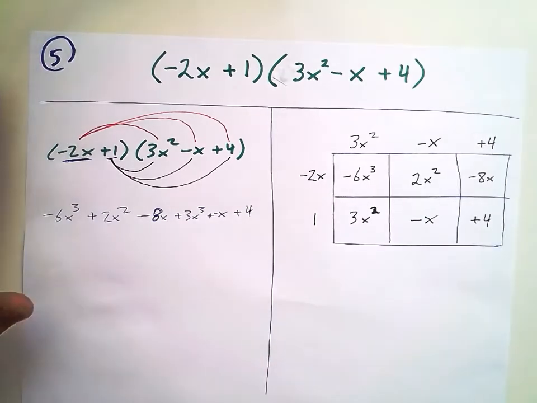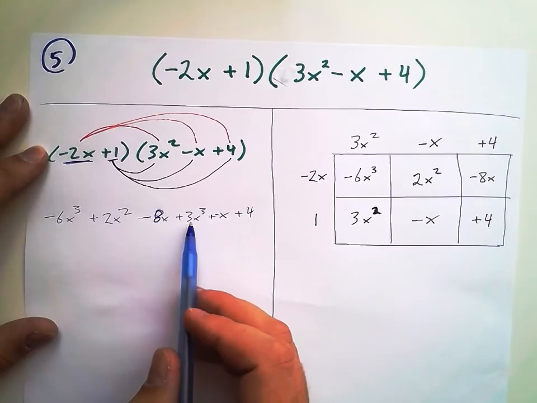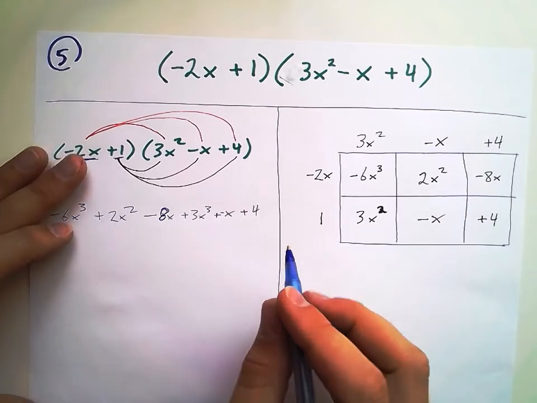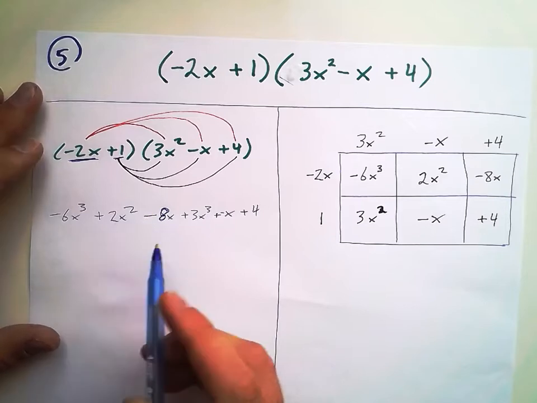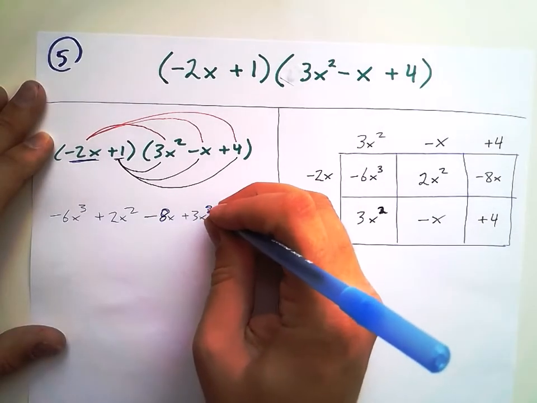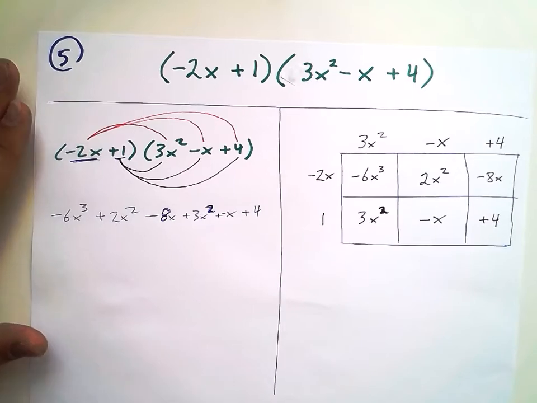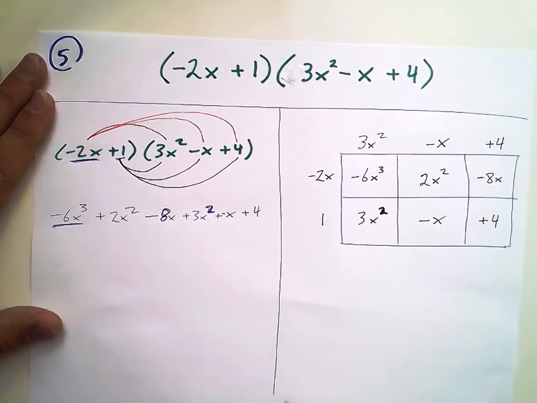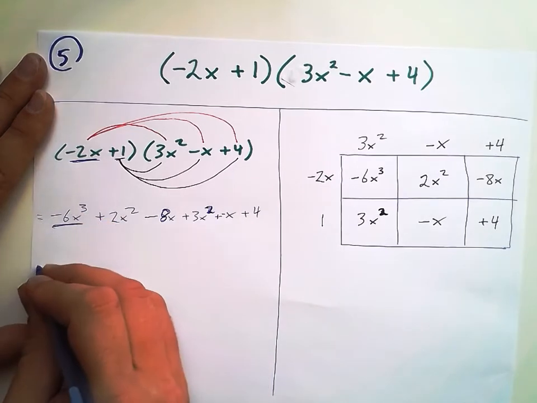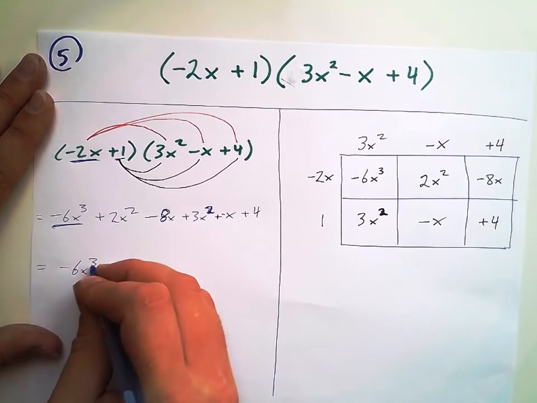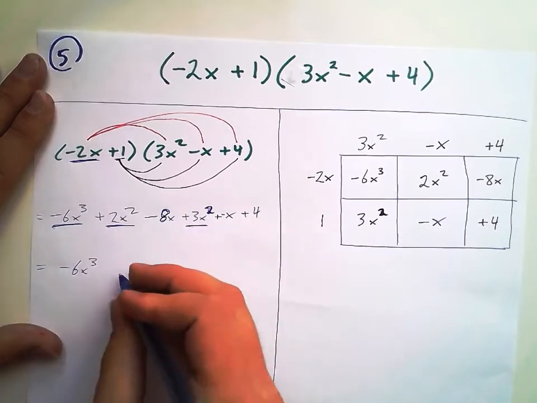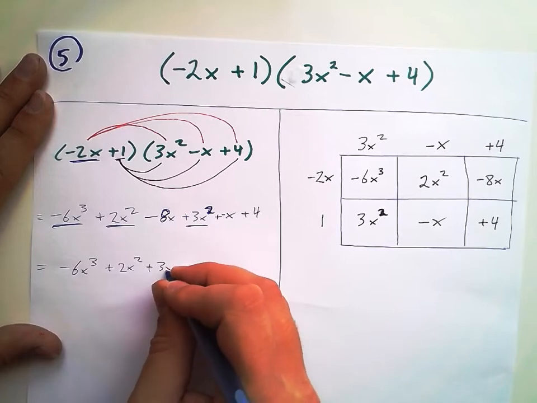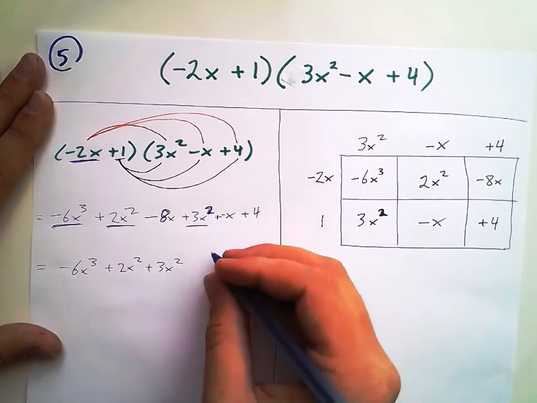Then we gotta, did I do this part right? 3x, yep. Okay, so, no, this should be a squared. Sorry about that. All right, so now we gotta combine like terms. So this is the only cubed term in there. So we'll just write that by itself. The x squared terms need to go with each other. And that'll combine to 5x squared in a second.